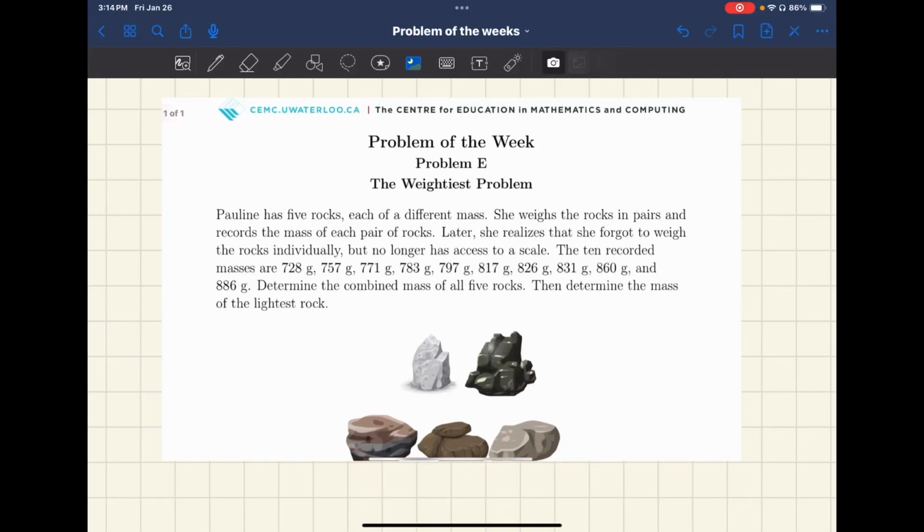Today we're going to be solving another problem of the week by the University of Waterloo. So first, let's read the problem.